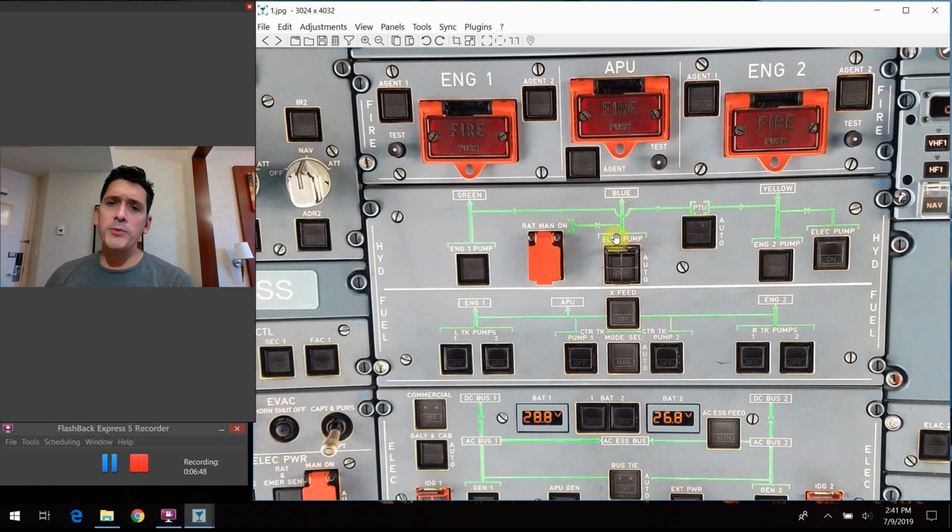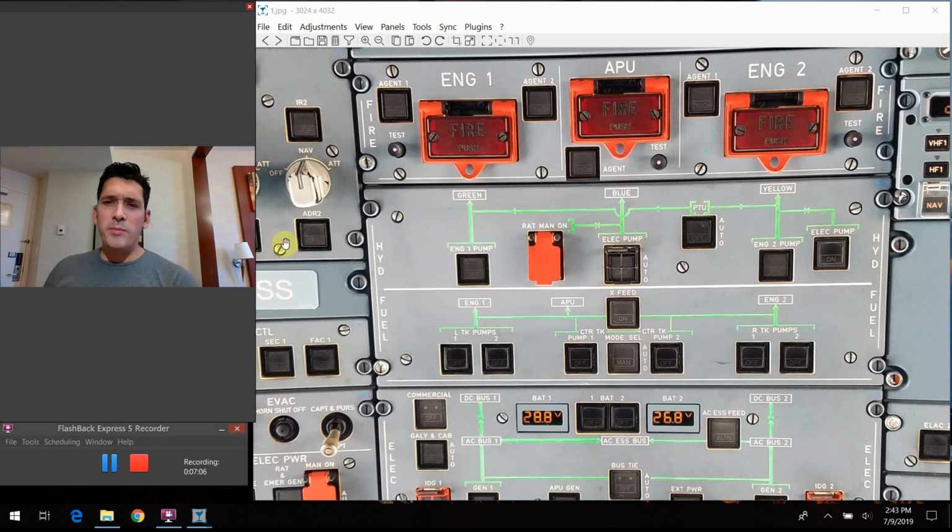The next switch, also a guarded switch, always stays in the auto position. We never touch it in our normal day-to-day, but it's just the electric pump switch. And the blue hydraulic electric pump just comes on whenever any of the engines are started.